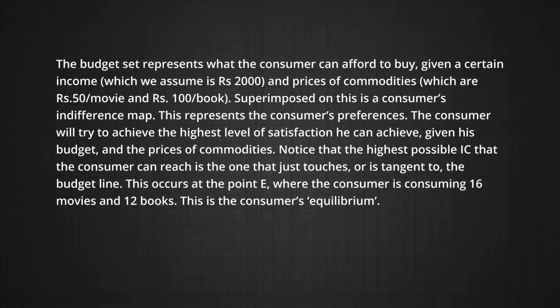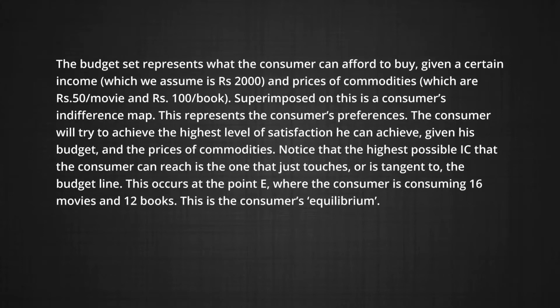In principle, you can also extend this analysis to more than two commodities, but that would just make our diagrams extremely complicated. The budget set represents what the consumer can afford to buy given a certain income, which we assume is rupees 2,000, and the prices of commodities, which are rupees 50 a movie and rupees 100 a book. Superimposed on this is a consumer's indifference map. This represents the consumer's preferences.